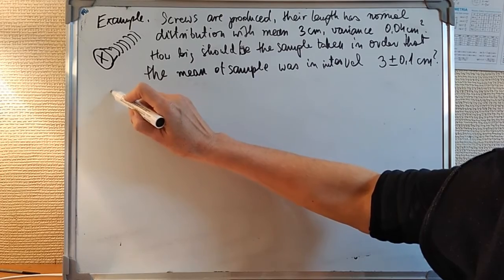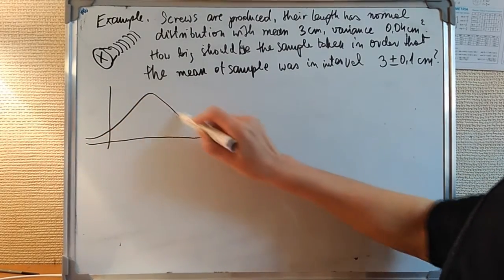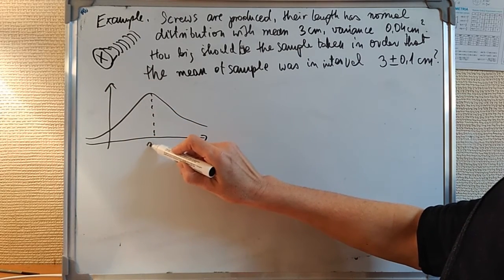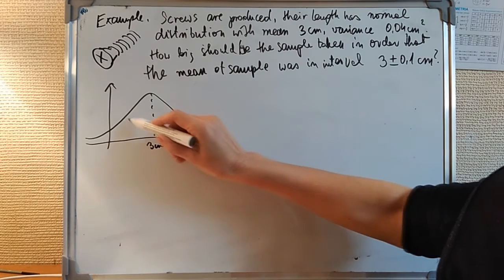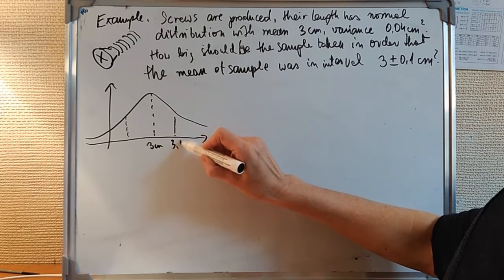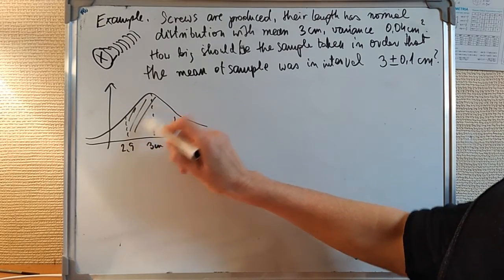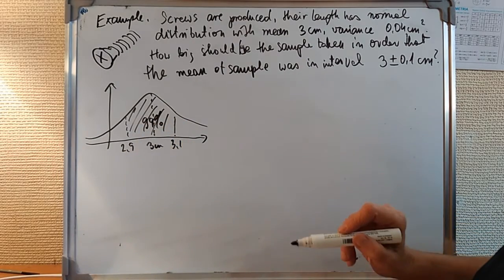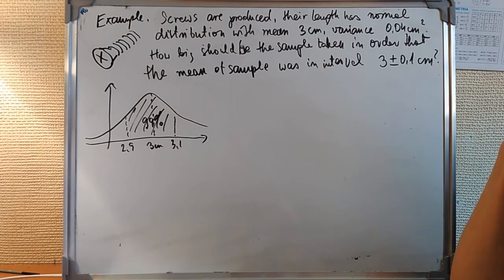centimeters. So let's have a look at the graph of normal distribution. Okay, so this is 3 centimeters. Then we are interested in 3.1 and 2.9, and we want to be 99% sure that the mean will be here. Okay, but let's start with random variables.